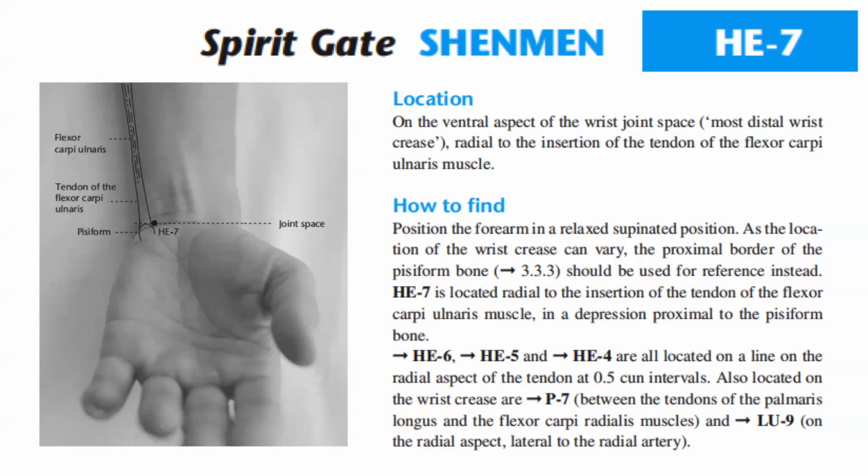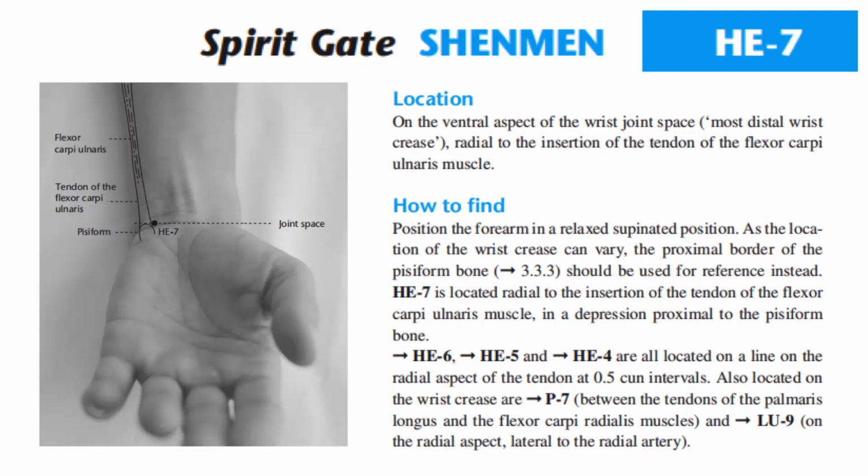How to find Heart 7? Position the forearm in a relaxed supinated position. As the location of the wrist crease can vary, the proximal border of the pisiform bone should be used for reference instead. Heart 7 is located radial to the insertion of the tendon of the flexor carpi ulnaris muscle, in a depression proximal to the pisiform bone.